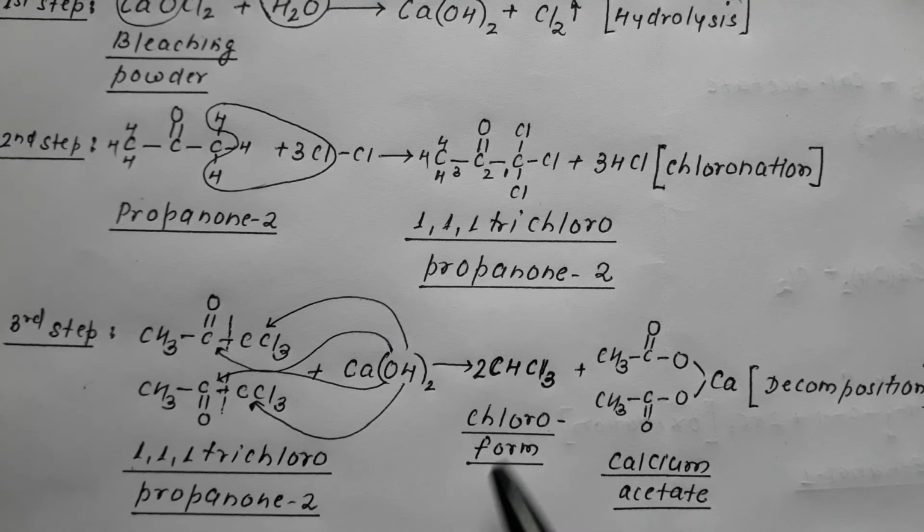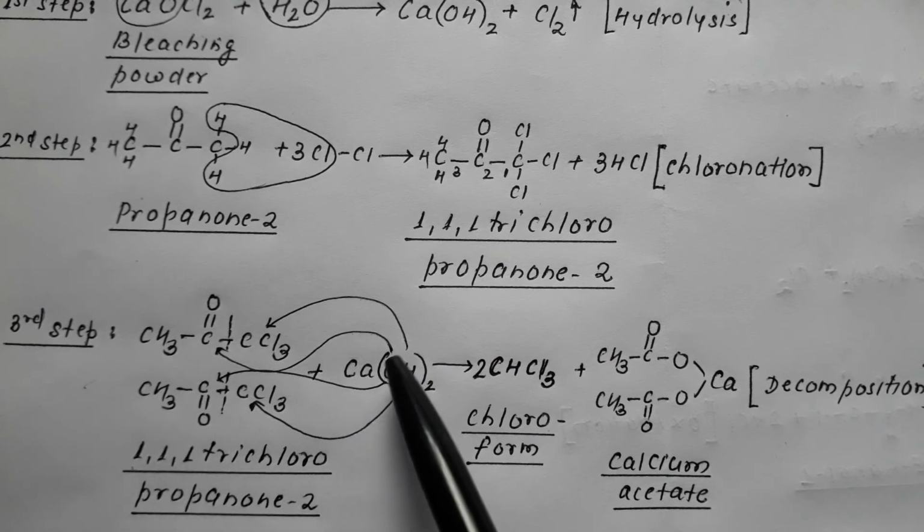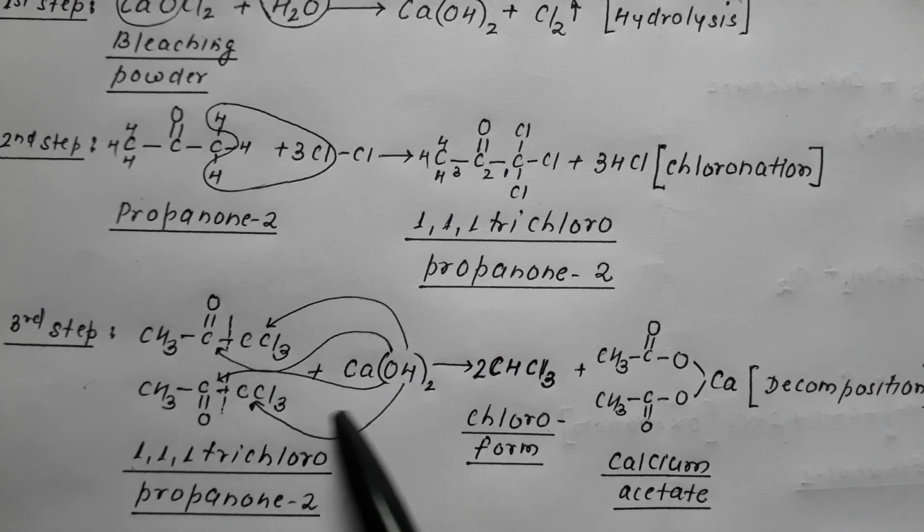Two molecules of chloroform. Now we are left over with CH3C=O, CH3C=O, CH3C=O, CH3C=O. 1 O combines over here, 1 O combines over here.